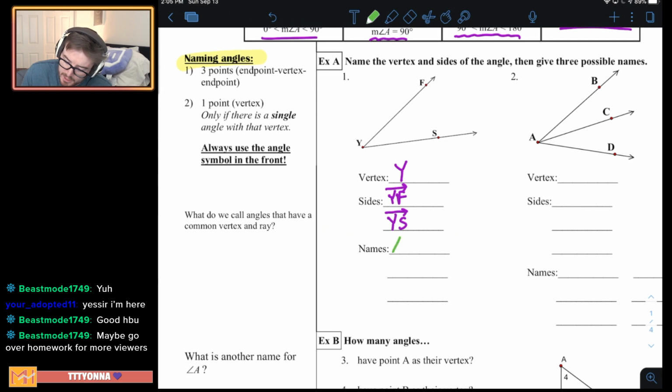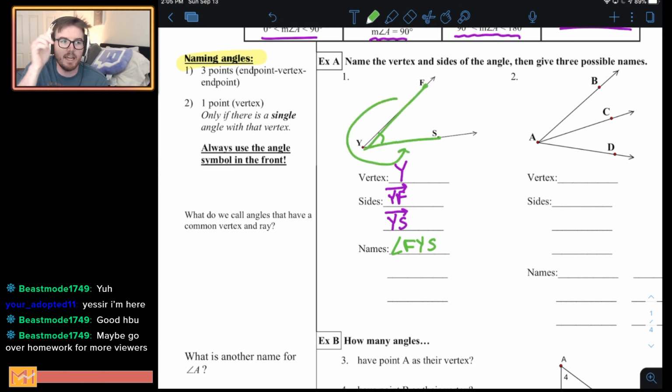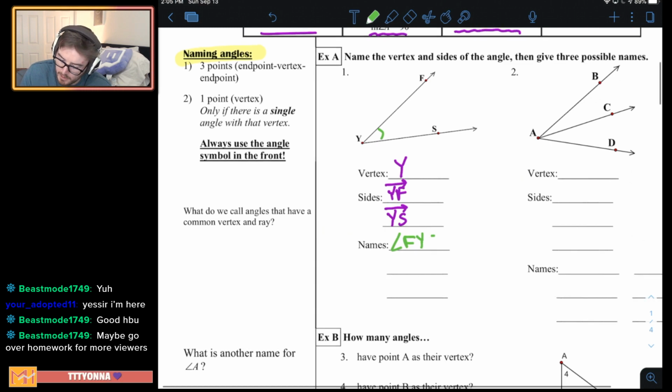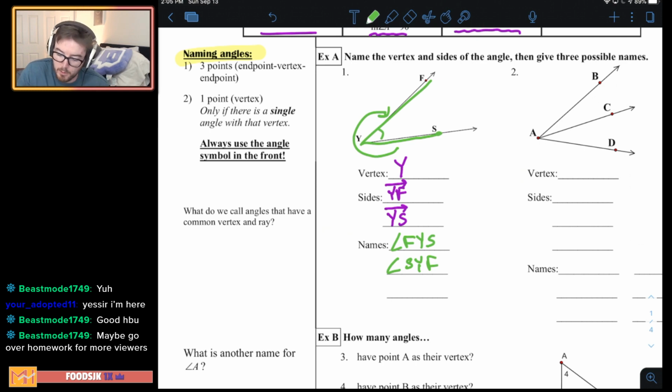So I could call this angle right here angle FYS. I'm starting here and going around the angle, so to speak, right? I'm going in that direction. And then I could go the other way around, and I could also call it SYF and go that way around the angle. Either way, take note that the vertex is the middle letter for each of those.